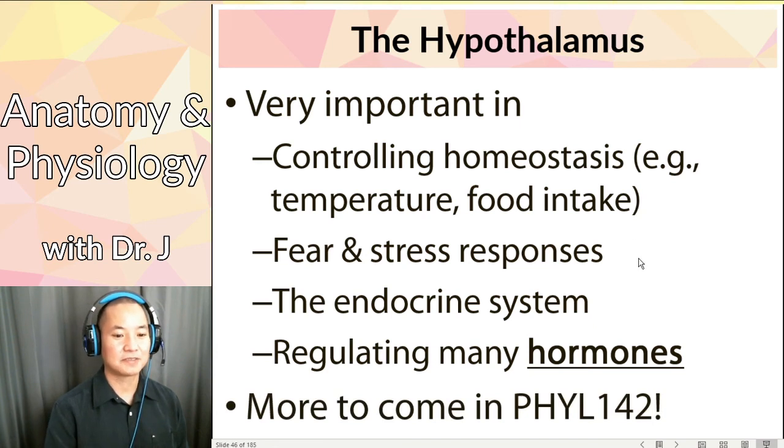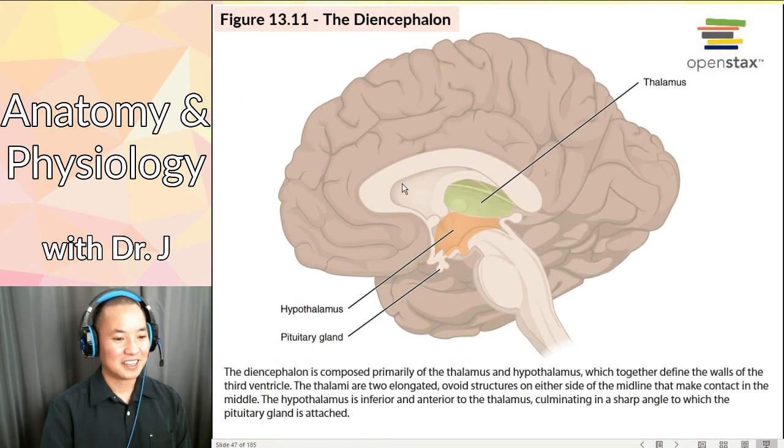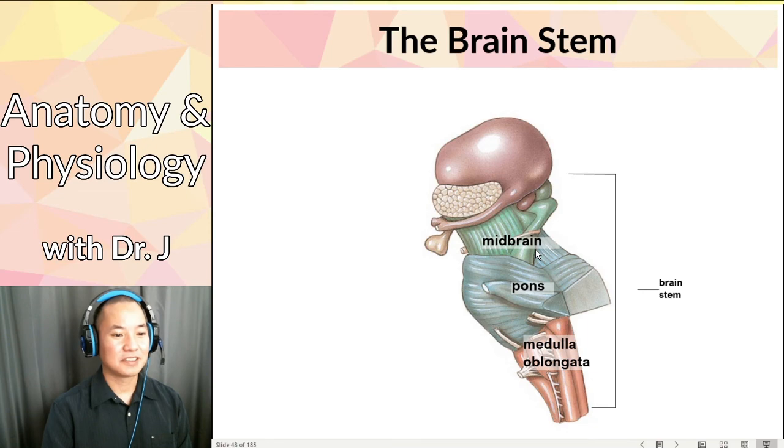And more to come in PHYL 142, because the endocrine system is what I save for PHYL 142. I don't think we have enough time to really cover the endocrine system in PHYL 141. Okay, so then here we have the diencephalon. Now let's go below, or actually inferior to, the diencephalon.